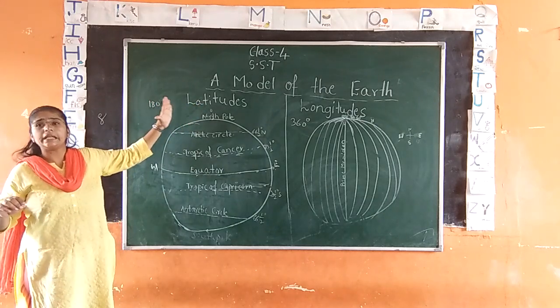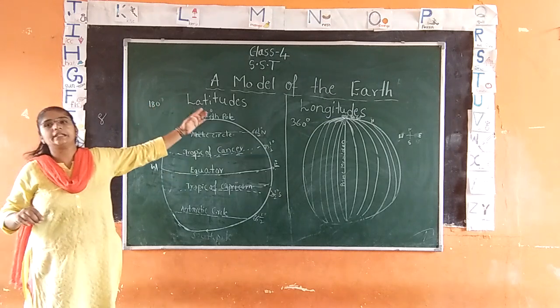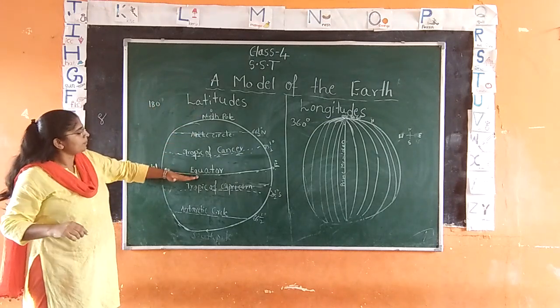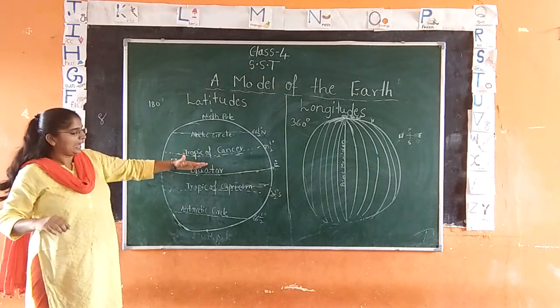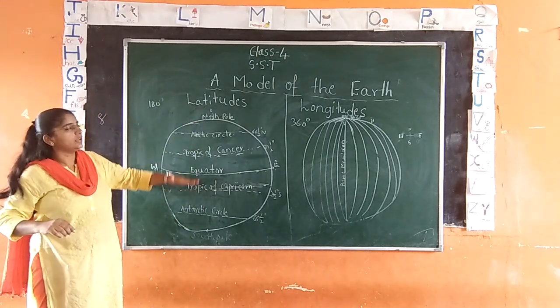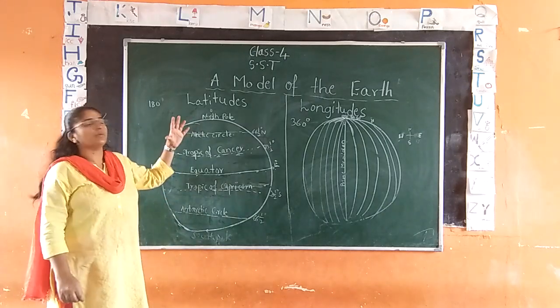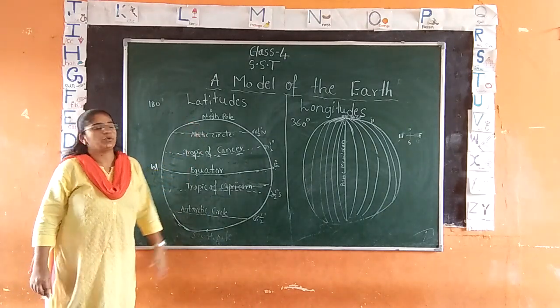Total 180 latitudes are there. How many latitudes are there? 180 latitudes. From the north side 90 and the south side 90. So today we will study only a few most important latitudes.